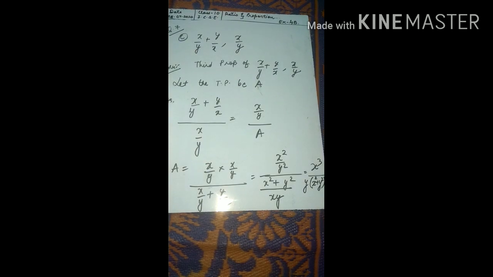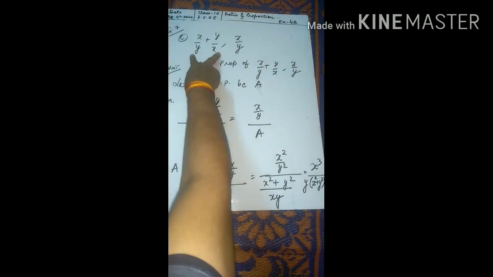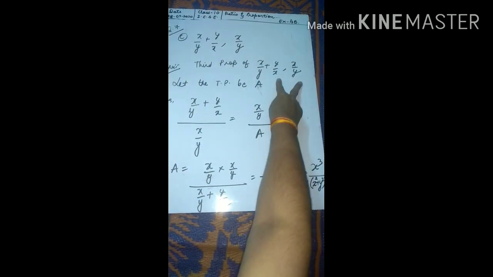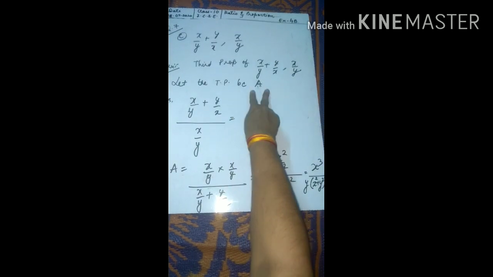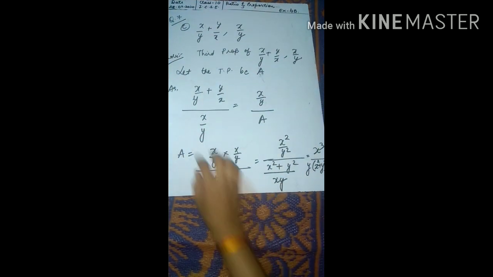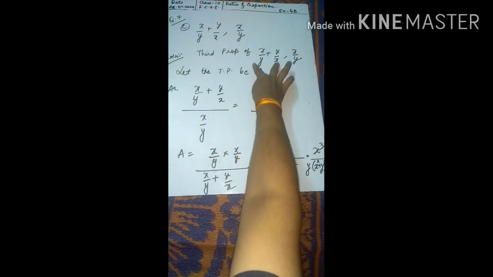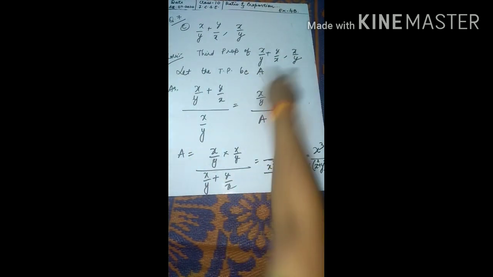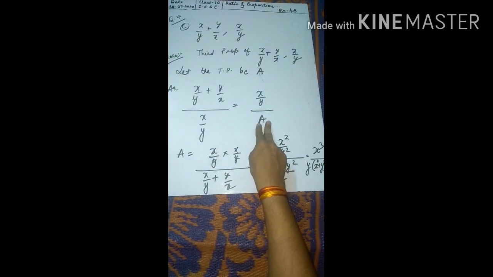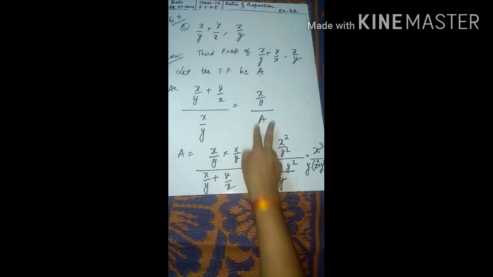I'm doing C1. So the question is: given x upon y plus y upon x, and xy, find the third proportion of this. Let the third proportion be A. I'm taking a capital A to denote the third proportion. According to the formula, if they are in continued proportion, this upon xy is equal to xy upon A. This is called the third proportion. As we have seen in the definition, we need the value of A.